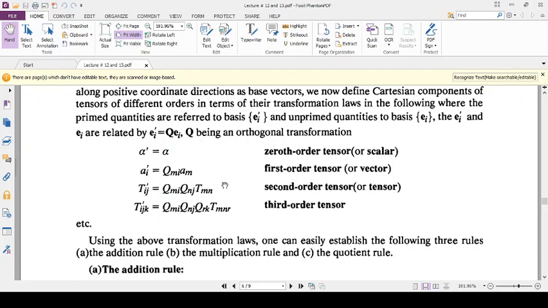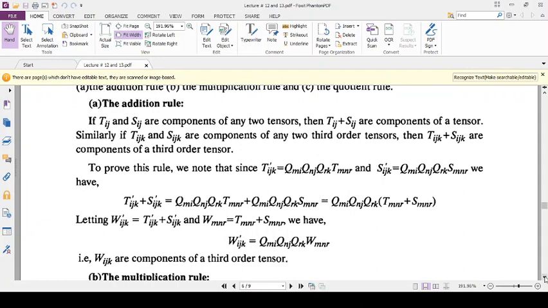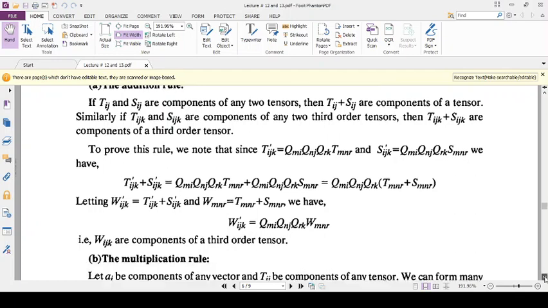So depending on these transformation laws, we have some rules. The addition rule, that is, how we can add these, is very simple. If you have two tensors of third order, T prime ijk and S prime ijk, then they can be added. For addition or simply subtraction, only tensors of the same order are possible. So you can't add a first order tensor with a second order or third order tensor.